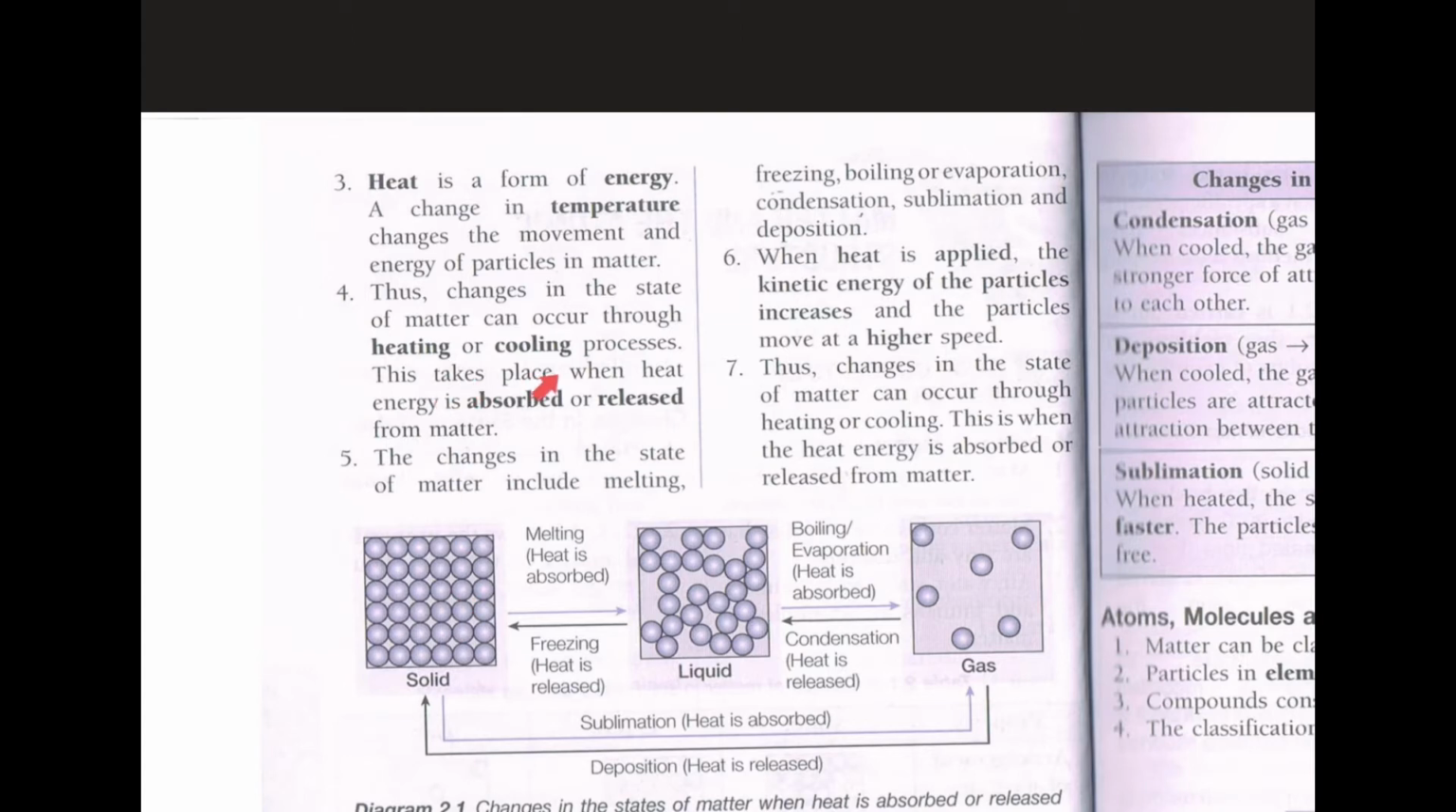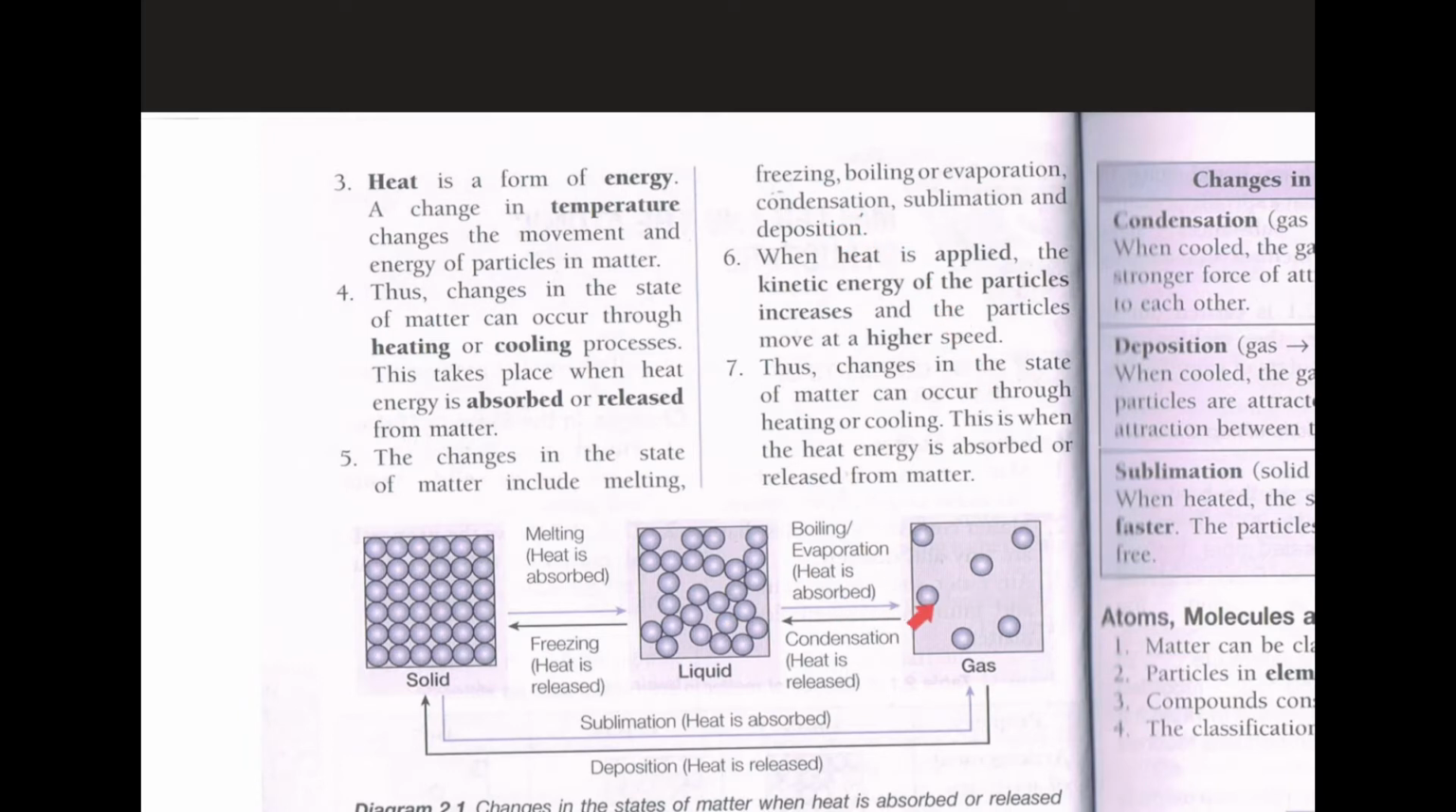So this takes place when heat energy is absorbed. Heat energy is absorbed when you heat it up, and heat energy is released when you cool it down. So the changes in the states of matter include melting. Melting is solid to liquid. And then freezing. Freezing is liquid to solid.